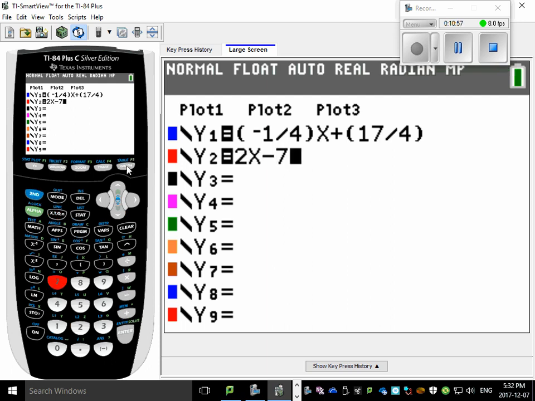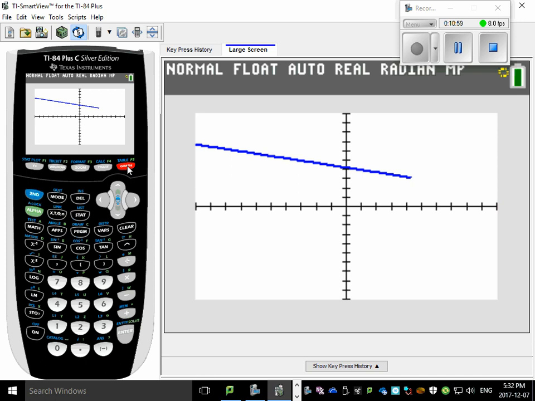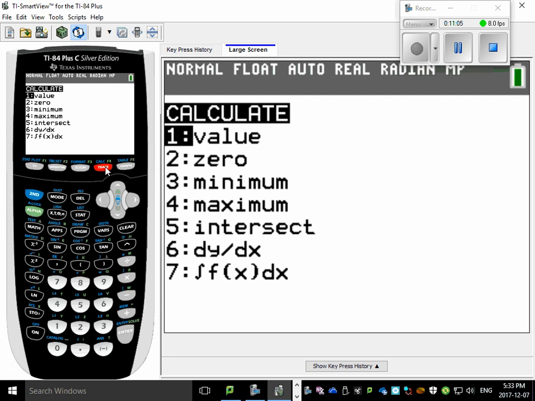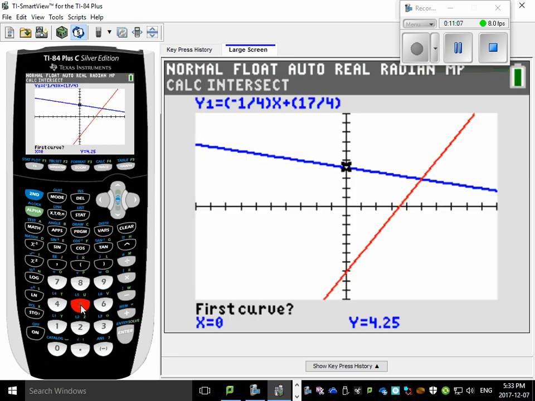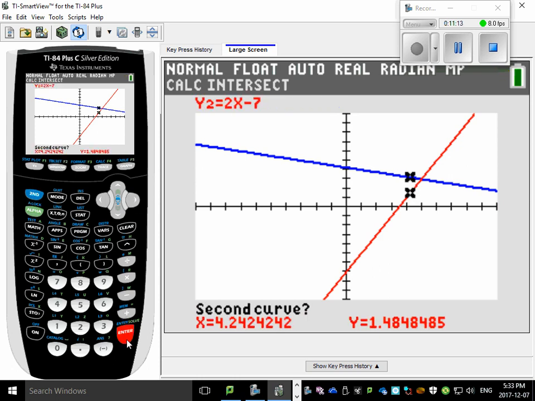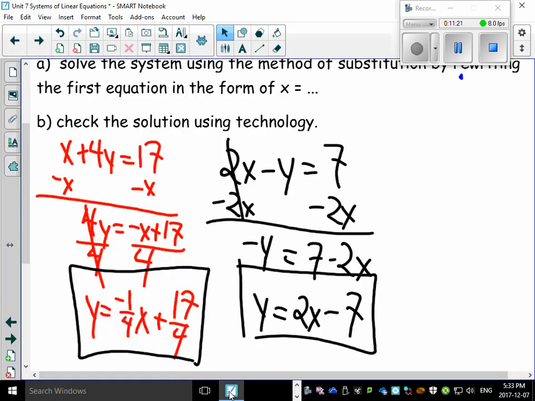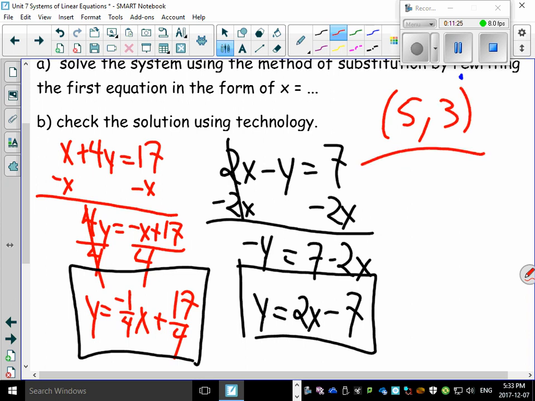I'm going to graph this thing, using, of course, zoom standard if you have to re-standardize your graph. Find the intersect by using second calc. The intersect is 5, and mouse it over. Enter, enter, enter, and sure enough, I've got (5, 3), which, if you look here, folks, (5, 3) was the answer that I had initially for this system.